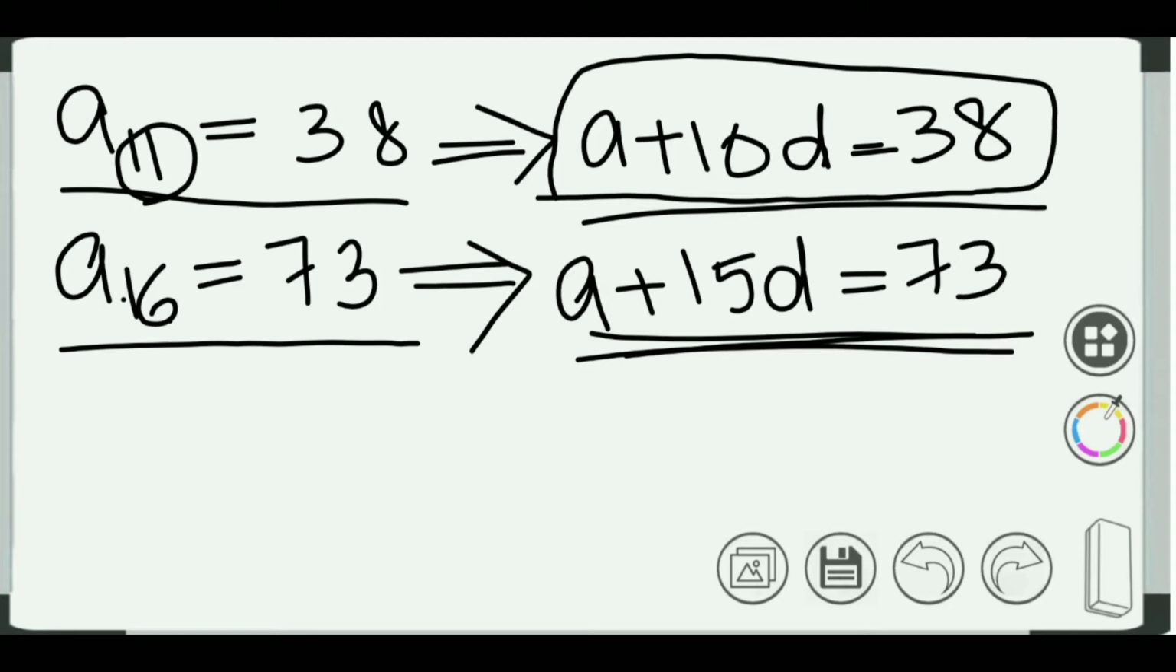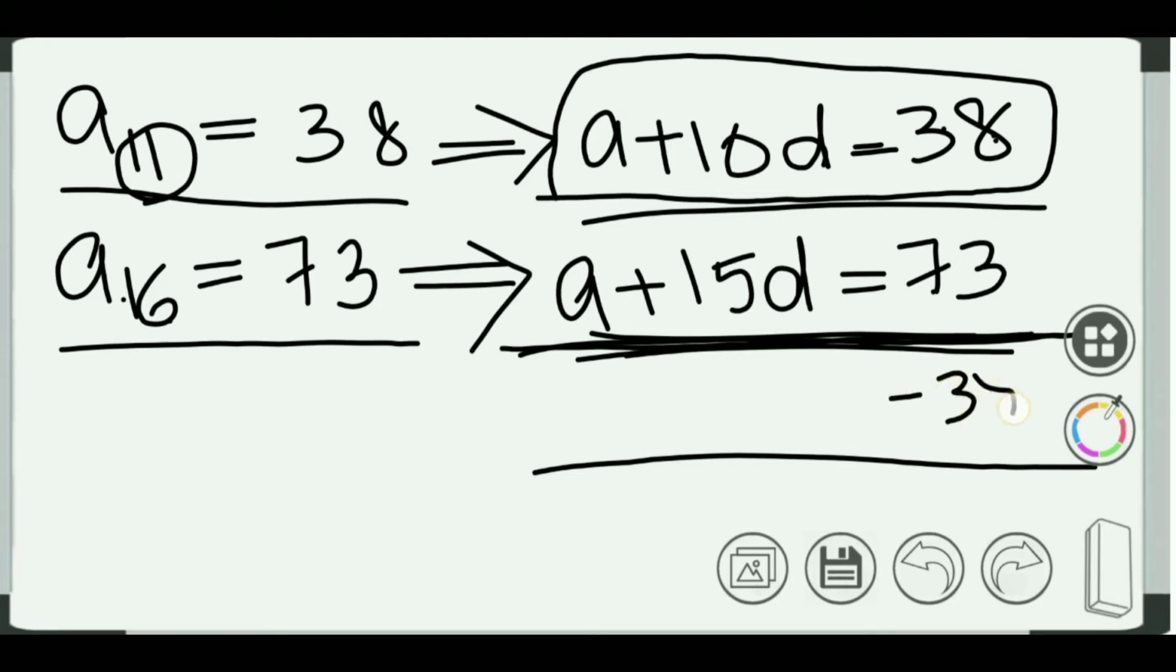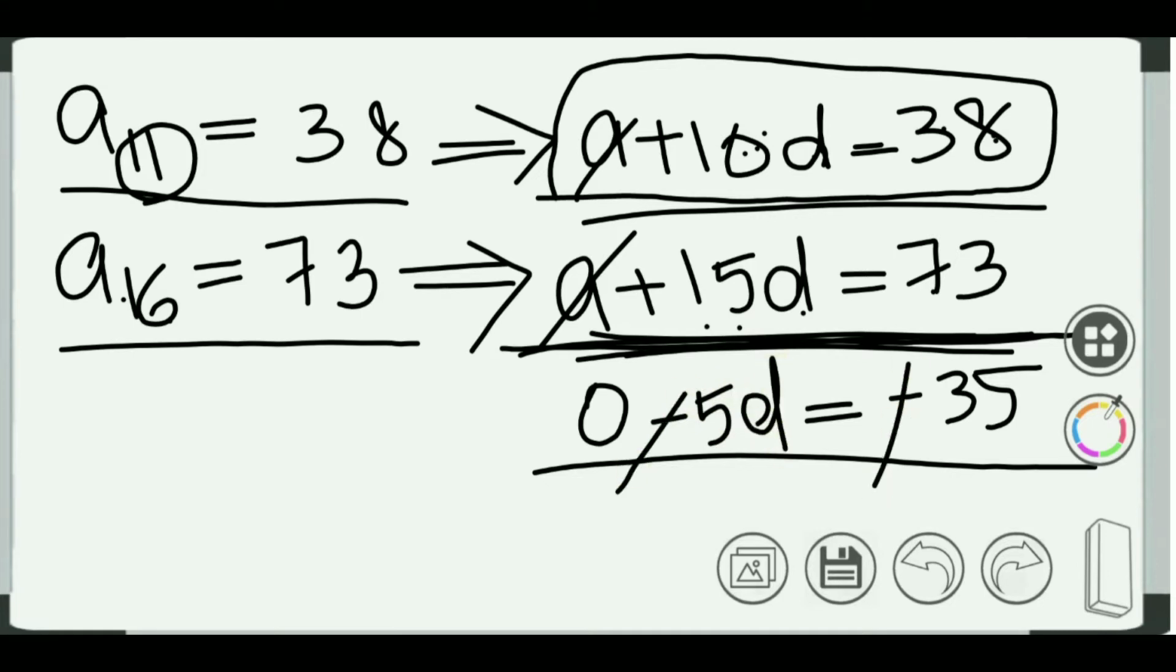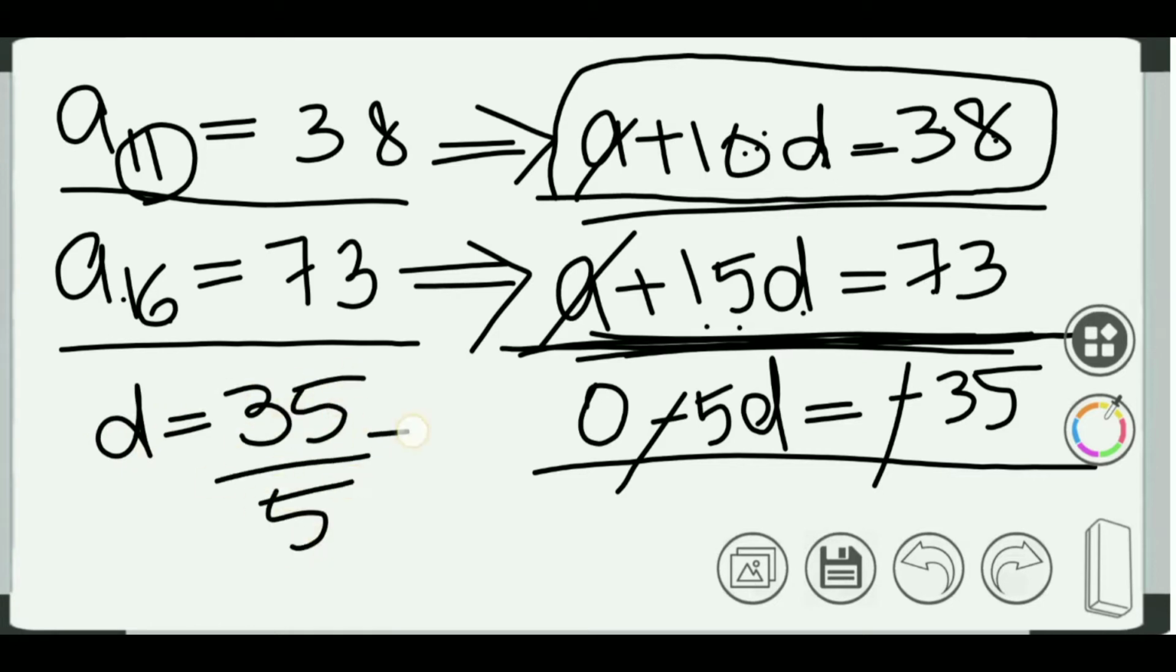Now you can solve this by elimination method, and you'll get the value for a and d. 38 minus 73, I'm subtracting this one, minus 35 equal to, a got cancelled, 10d minus 15d, minus 5d. Negative negative got cancelled. So d is equal to 35 divided by 5, which is equal to 7. So you got the value of d as 7.